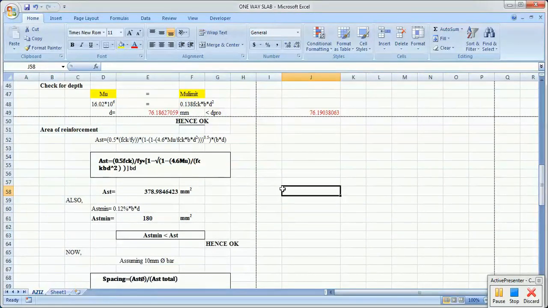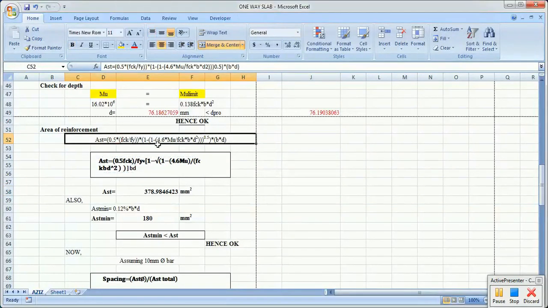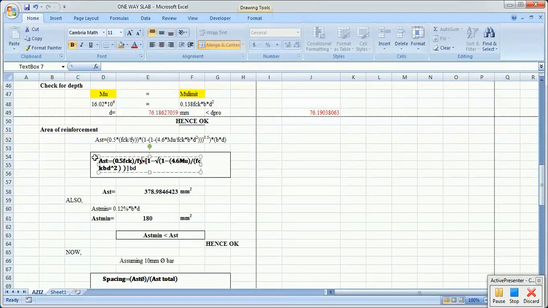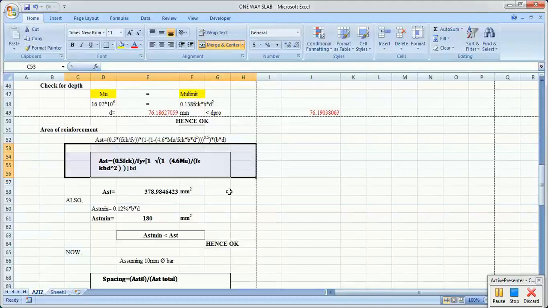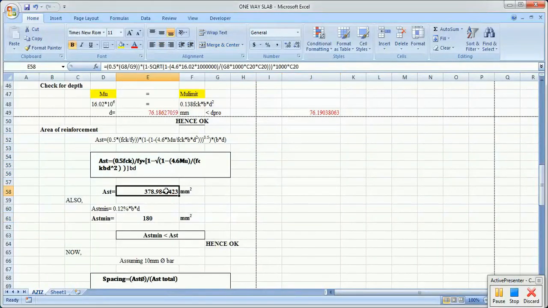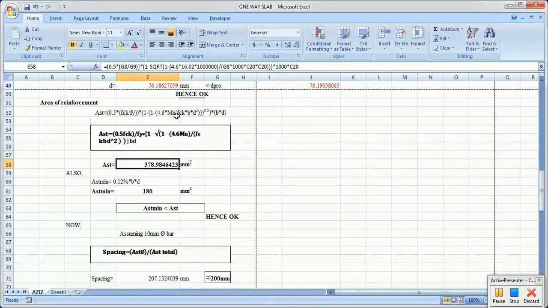Next, area of reinforcement. Here there is no need to write the formula. If you don't have time, you need not write the formula. You can write like this also. Then you have to insert this into the equation. That is very important. After inserting, we got the value of AST as 378.98 mm square.